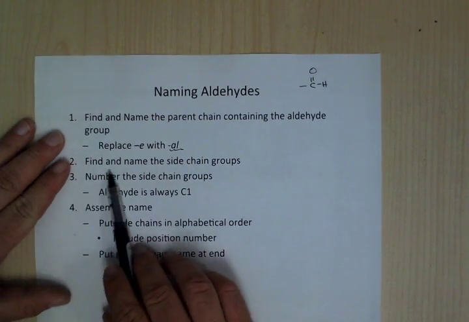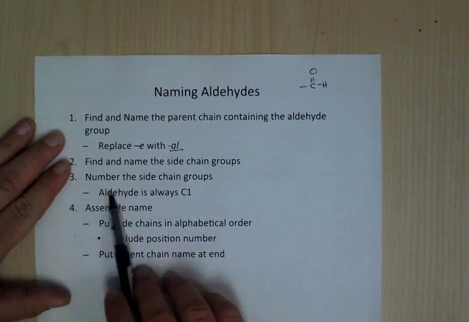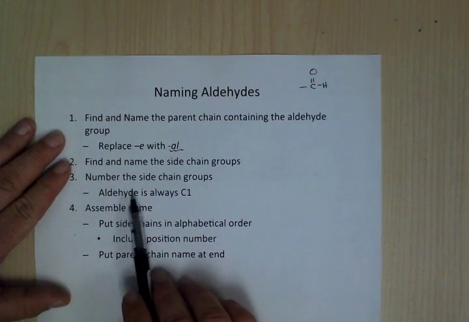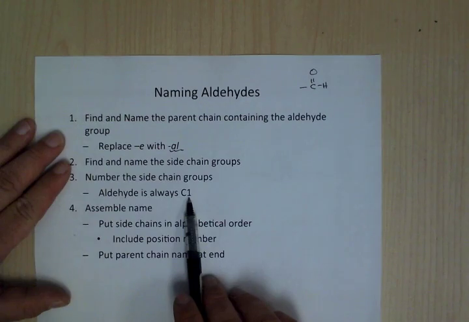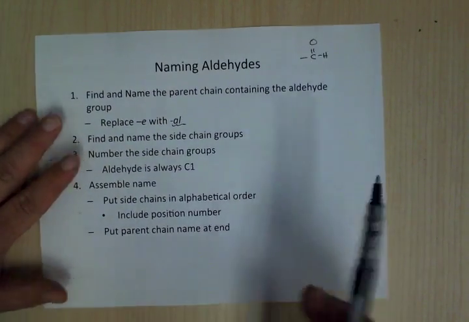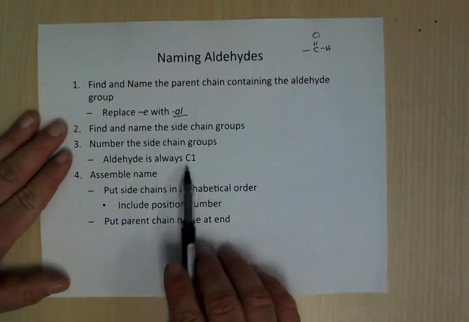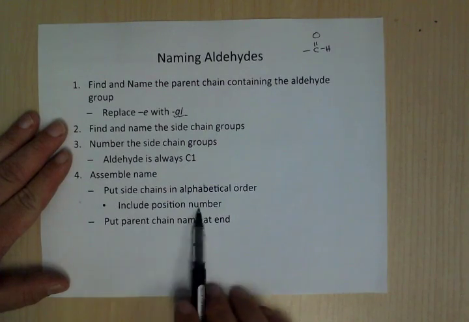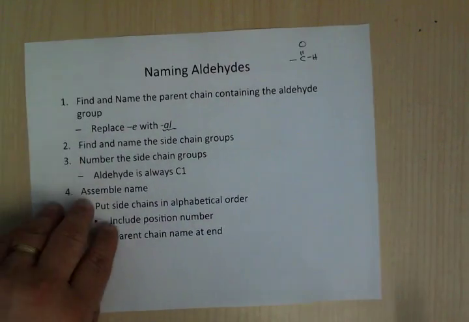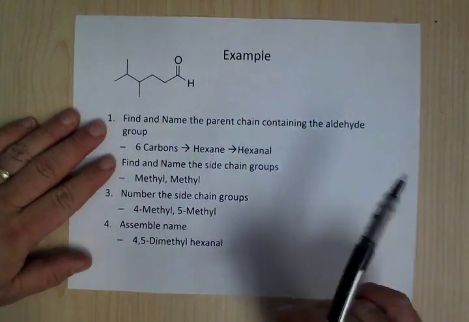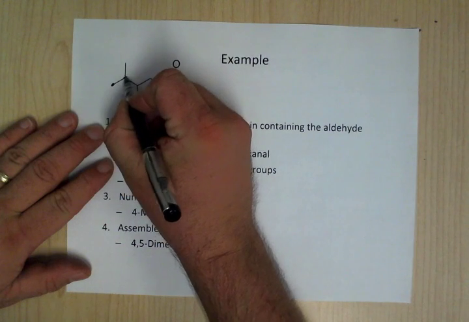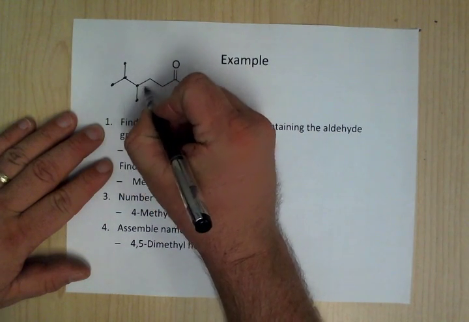So again, find the side chains. Just like the carboxylic acid, that aldehyde is going to be at carbon 1, so we don't necessarily need to number it, although if you do, I'm not going to care. Put the side chains in there and put the parent name at the end, just like normal. So here we go, we got this one. Again, you can put in your dots for your carbons if you want. That's fine.